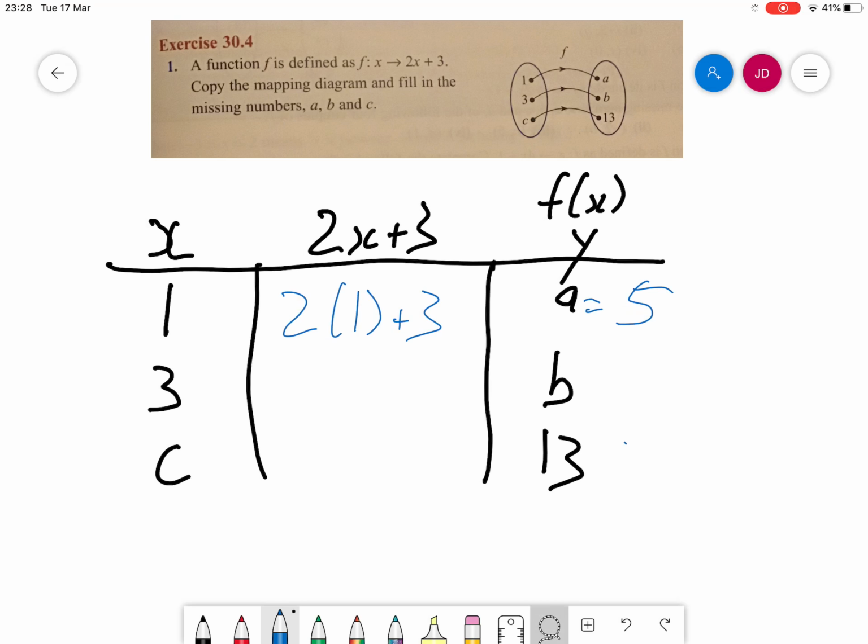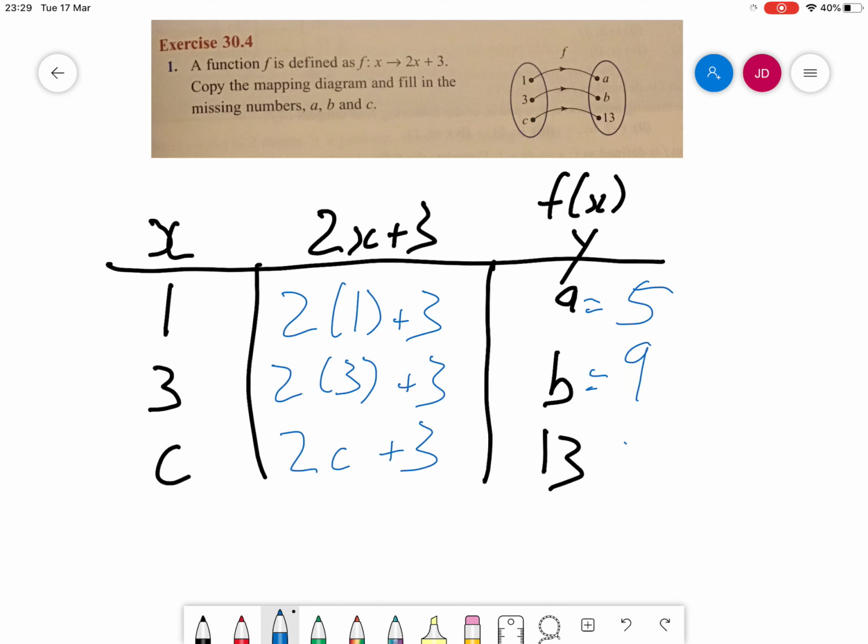We know that 3 here is going to sub in for my x here. So this becomes 2 times 3 plus 3. So 2 3s are 6 and 3 is 9. So b is equal to 9. And last but not least, here we're going to have 2, where our c swaps in for x. So 2c plus 3 is equal to 13.